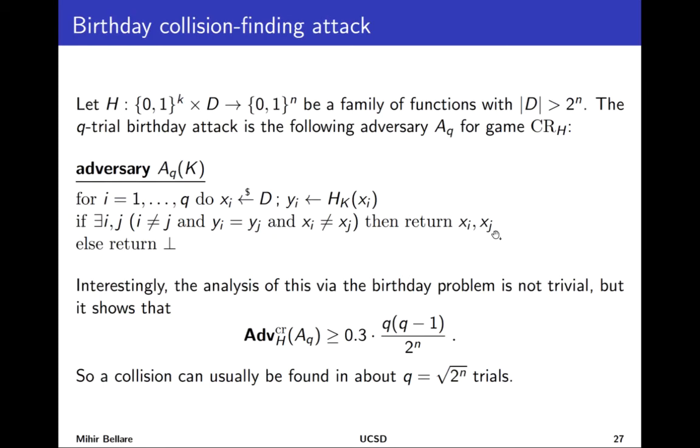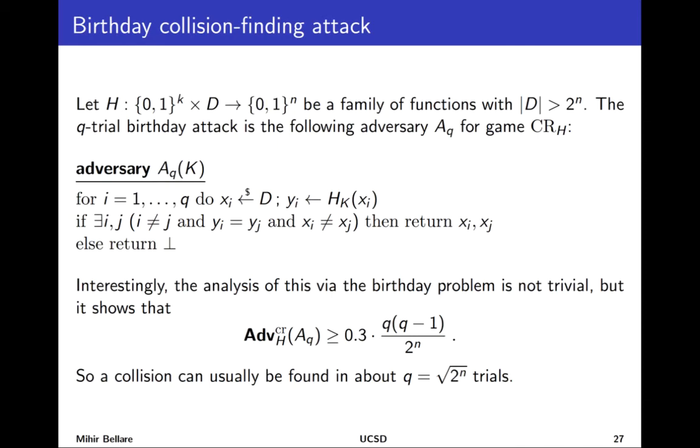If I return this, the finalize of the CR game will look at it, compute the hash function on each of them to get yi and yj respectively, and notice that they're the same and say, okay, you win. And that's it. That's what the attack looks like.